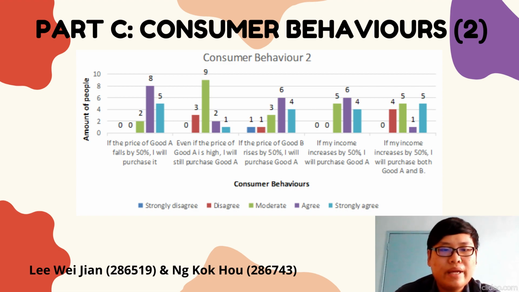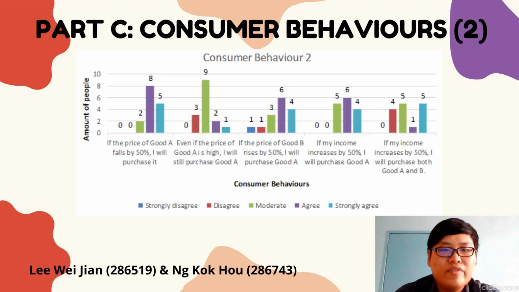I am from Group 9 and I want to present Part C, Consumer Behavior 2. The graph shows the relationship between the consumer behaviors for Good A and Good B and the number of people. Good A refers to ayam goreng MCD while Good B refers to ayam goreng KFC.